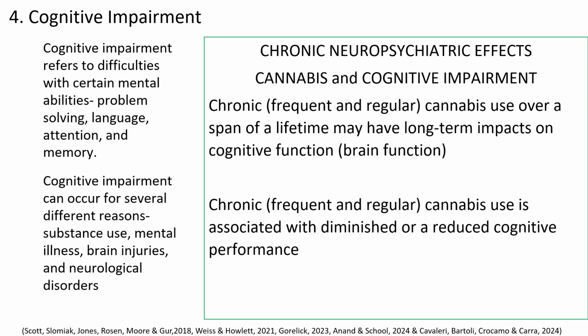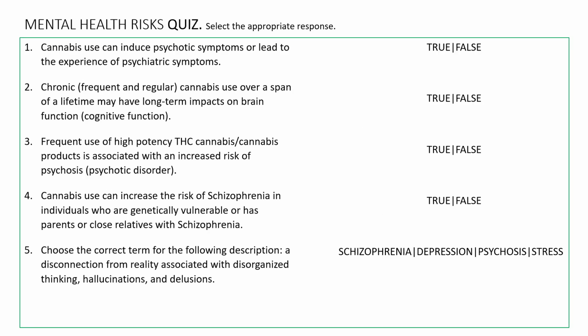Cognitive impairment. Cognitive impairment refers to difficulties with certain mental abilities: problem solving, language, attention, and memory. Cognitive impairment can occur for several different reasons: substance use, mental illness, brain injuries, and neurological disorders. Chronic, frequent, and regular cannabis use over a span of a lifetime may have long-term impacts on cognitive function. Chronic cannabis use is associated with a reduced cognitive performance. And that concludes the section on mental health risk.